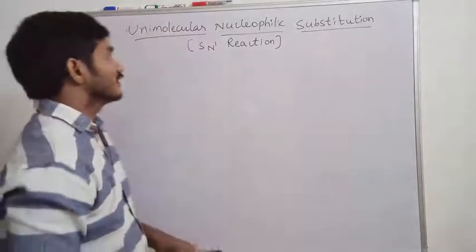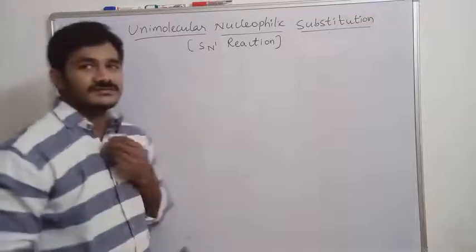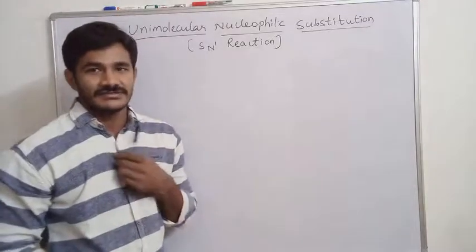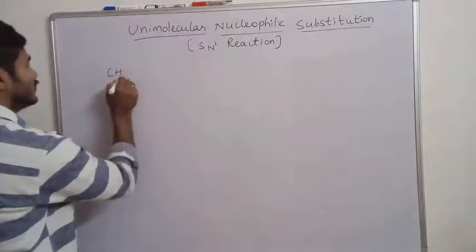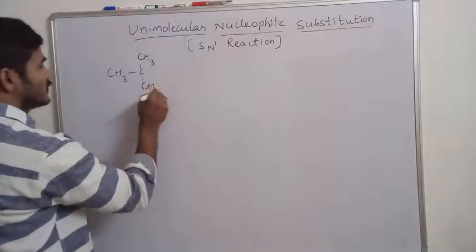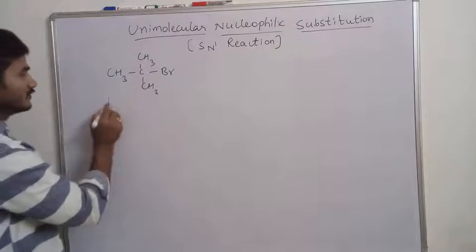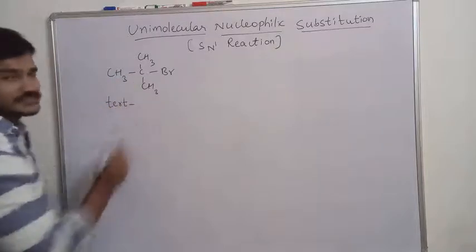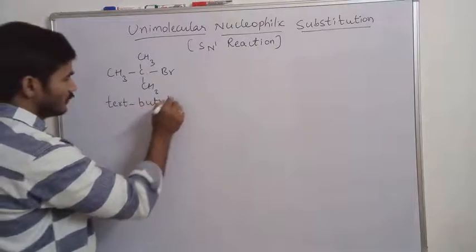In this lecture, I am going to discuss the unimolecular nucleophilic substitution, which is called the SN1 reaction. First, I will write one equation: (CH3)3C-Br, which is tertiary butyl bromide. This carbon is a tertiary carbon, so I label it T or tertiary. 4 carbons are there. Tertiary butyl bromide.